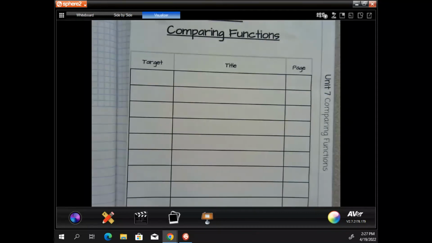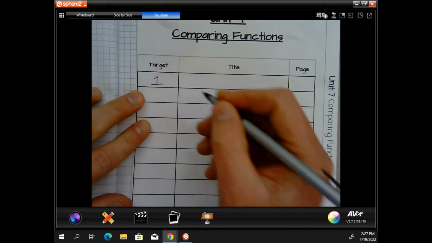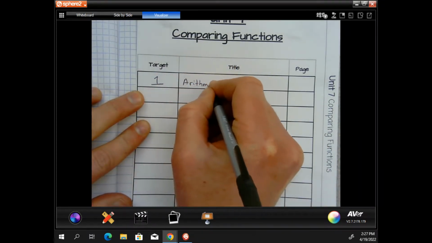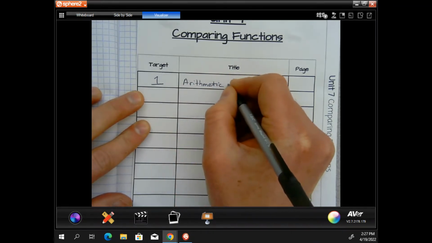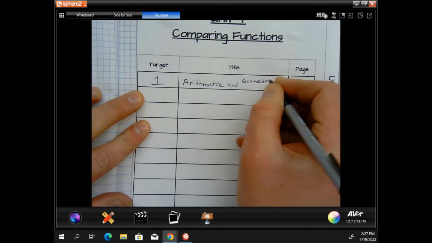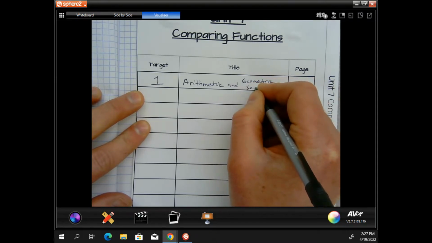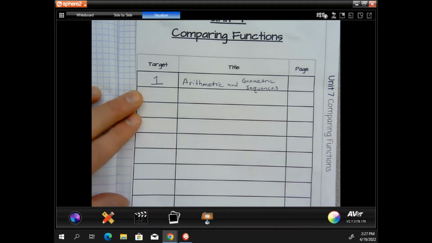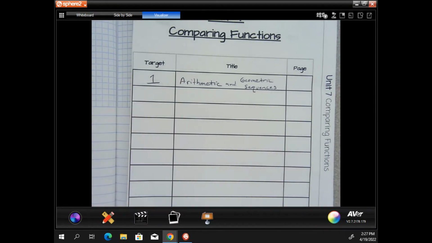All right, Unit 7, Comparing Functions. The title of our lesson, this is target number 1, is Arithmetic and Geometric Sequences. So please write that on your tab.